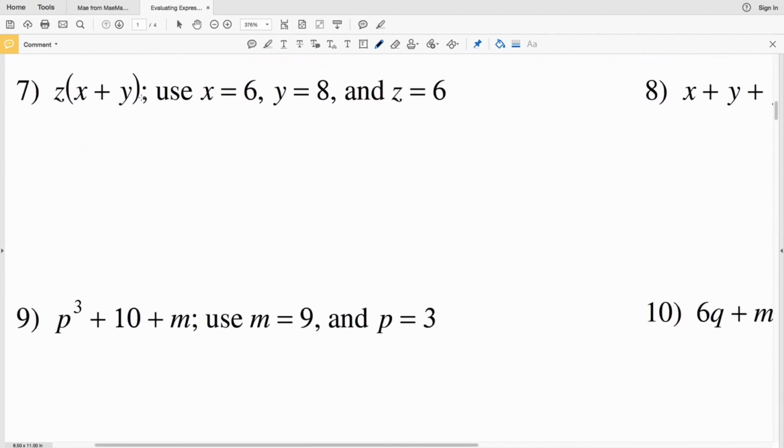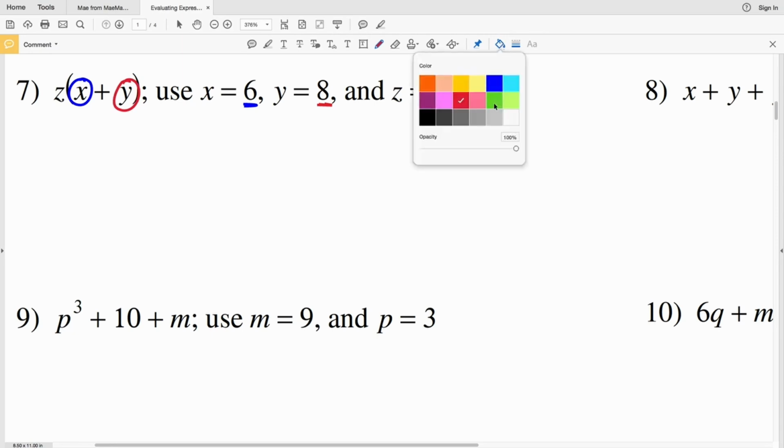Now 7 is a little different because instead of 2 variables, we now have 3 variables, but we're still doing the same thing. X is 6, so we're going to put 6 in for x. Y is equal to 8, so we're putting 8 in for y. And now we have z.